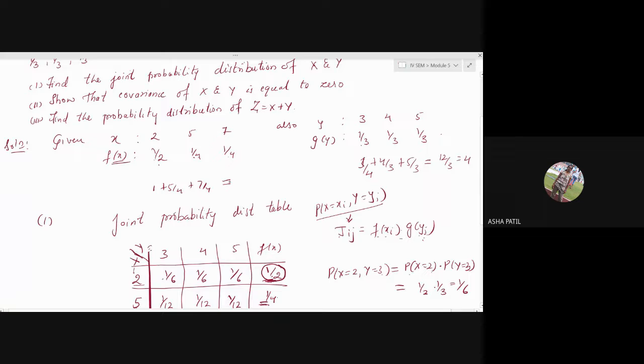Is it 4 again? Is it 4? 7 by 4 plus 5 by 4 is 12 by 4, which is 3. 3 plus 1 is 4. You have to write it clearly.